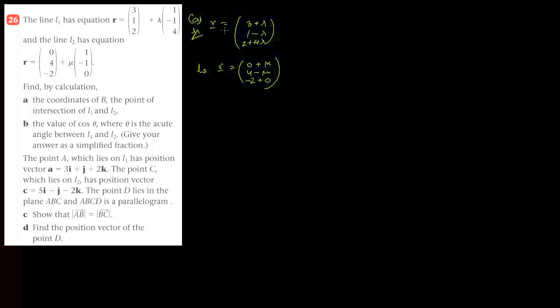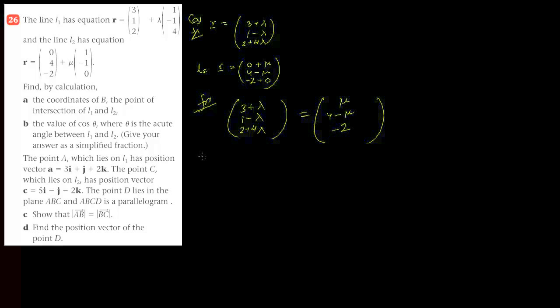Now what we have to do is, if they're intersecting, the two vectors should be equal. That means comparing i, comparing j, comparing k, or simply we can just write these two column vectors equal. 3 plus lambda, 1 minus lambda, 2 plus 4 lambda equals mu, 4 minus mu and minus 2. So we have three equations here.